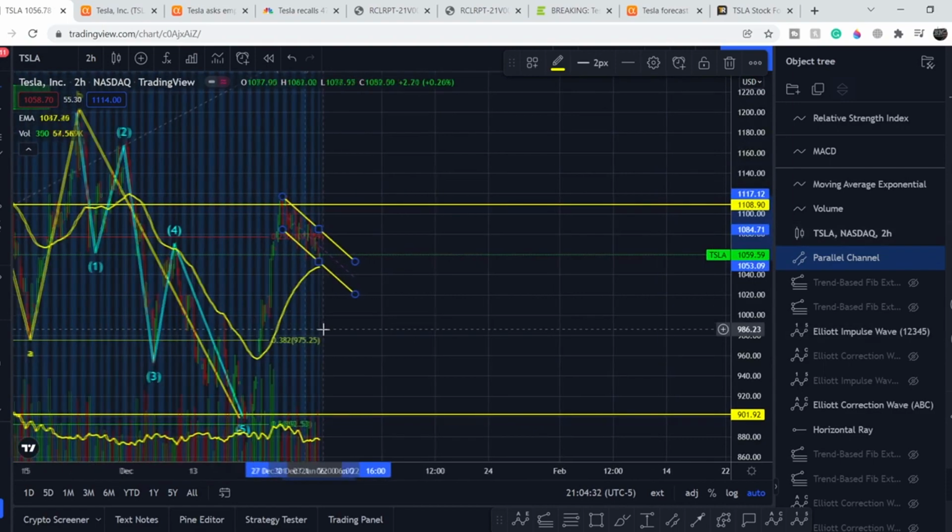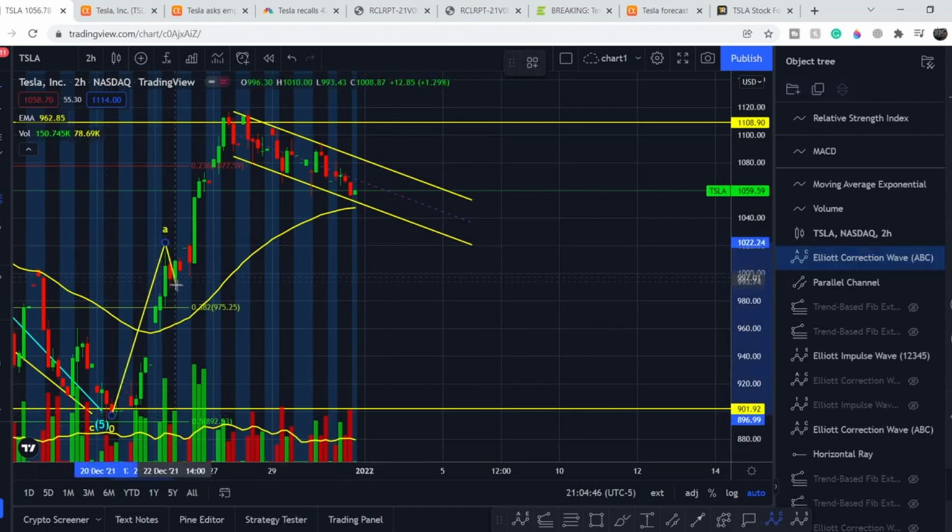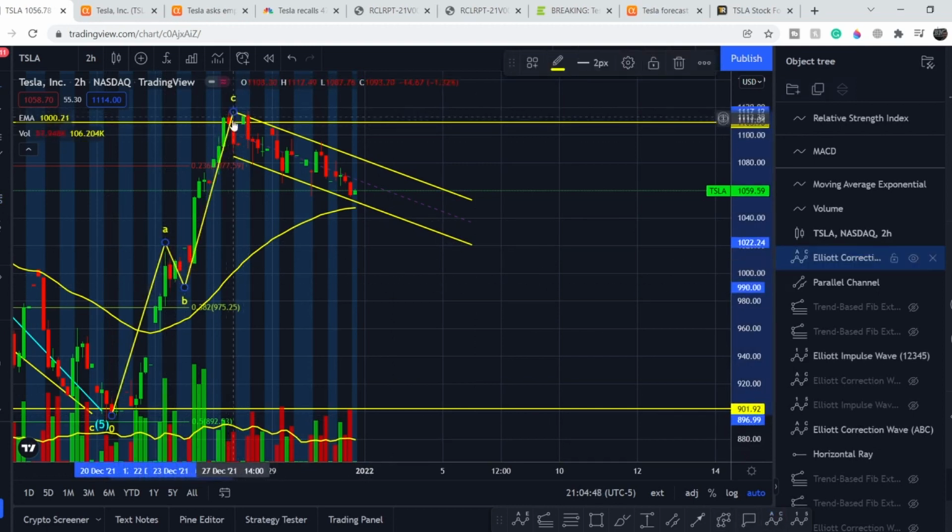But right here, let me show you, with this movement, I cannot count a 5 waves structure. I clearly see only 3 waves, and this might be an ABC to the upside, and then we might have a lower price action. That's why we have to be cautious, and we have key levels.